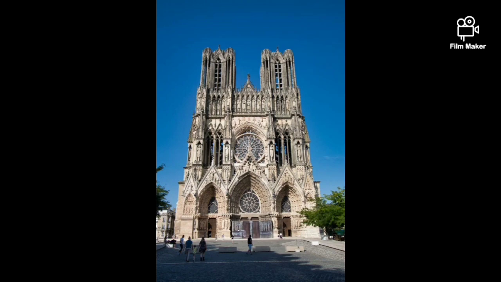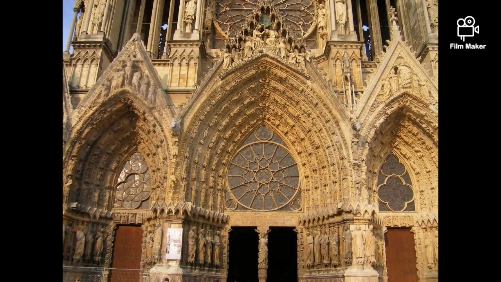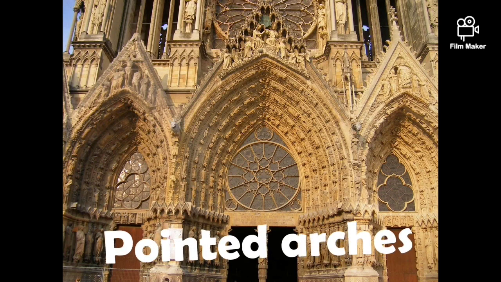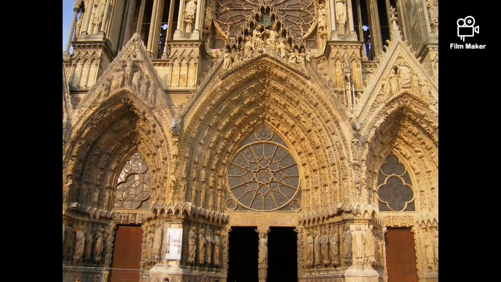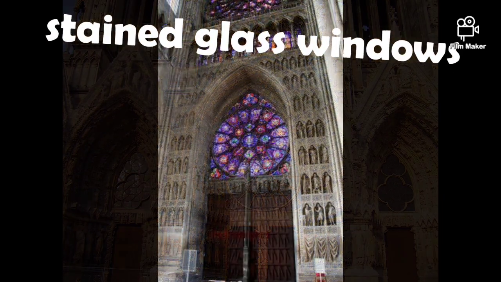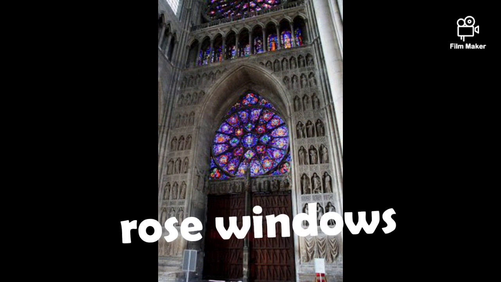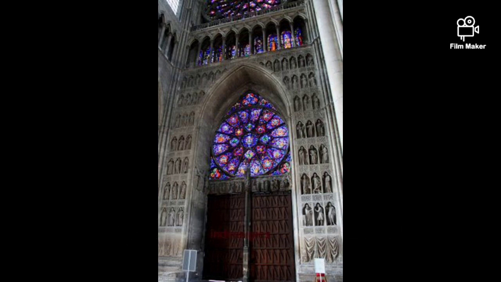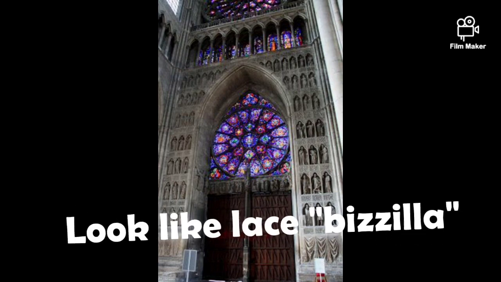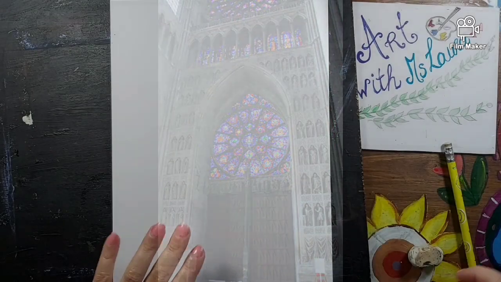What does the Gothic style in buildings and architecture look like? The Cathedral of Reims in France is one very good example of the Gothic style. Some important features of the Gothic style include pointed arches and large stained glass windows, especially the circular ones, also known as rose windows. These are called rose windows because they look like colorful roses. They even look like lace, what we in Maltese refer to as bizilla.